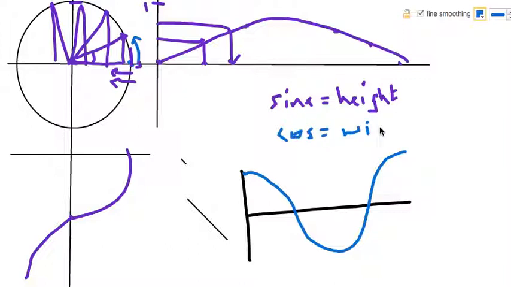And with those ideas, we can then look at much more. It explains quite a few things. I won't go into it now, but I want to do it with you. But maybe you can think about it yourself. If sine is height and cosine is width, what does that imply for other things?